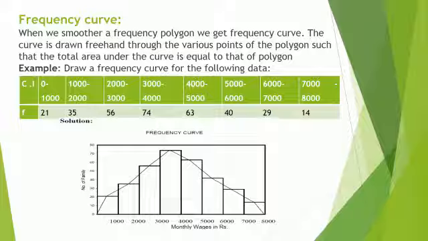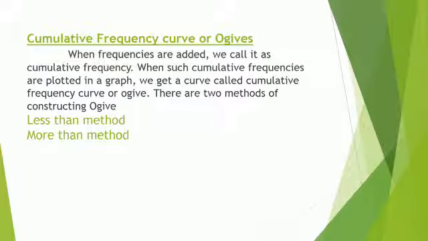I give an example also. 0 to 1,000, 1,000 to 2,000, 2,000 to 3,000, 3,000 to 4,000, up to 7,000, 8,000, and the frequencies are there. First you draw a histogram. First you have to check whether it's an equal class interval or unequal class interval, and then draw the histogram and join the midpoints by curve or freehand method. It's called a frequency curve. Joining the midpoints by straight line is a frequency polygon, and joining the midpoints by a curve is called the frequency curve.